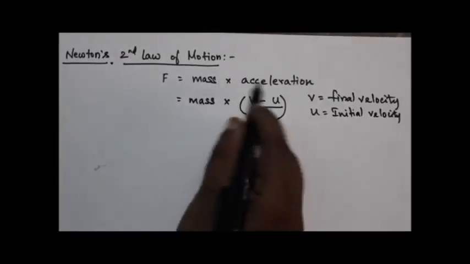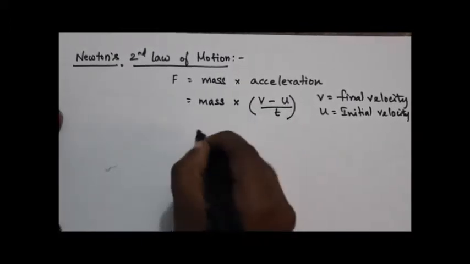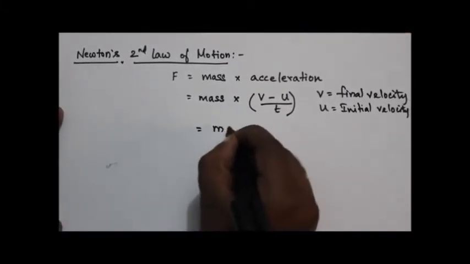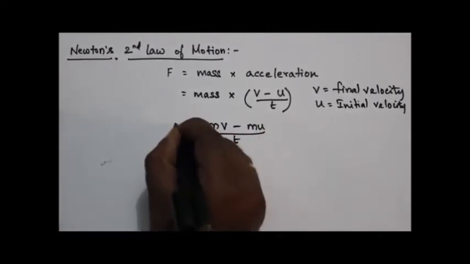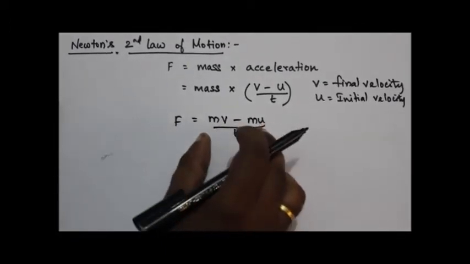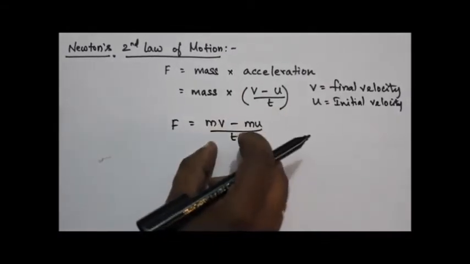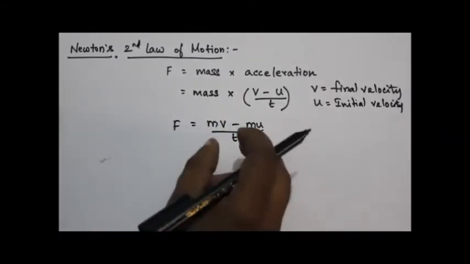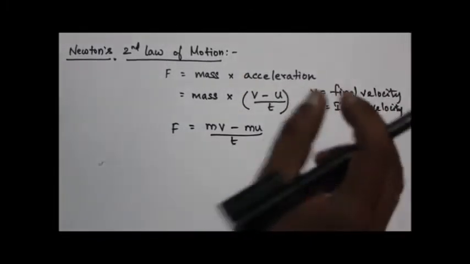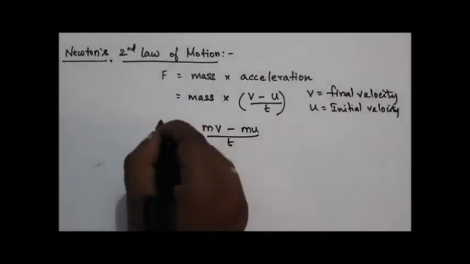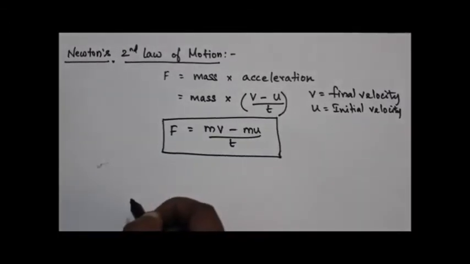Now, this equation is written in this form. So I can multiply the mass inward, and this becomes mv minus mu, whole divided by t. This form of Newton's second law has a very practical significance: it is used right from hammering a nail to the launching of a rocket. This is one of the fundamental equations used in almost every engineering application today.